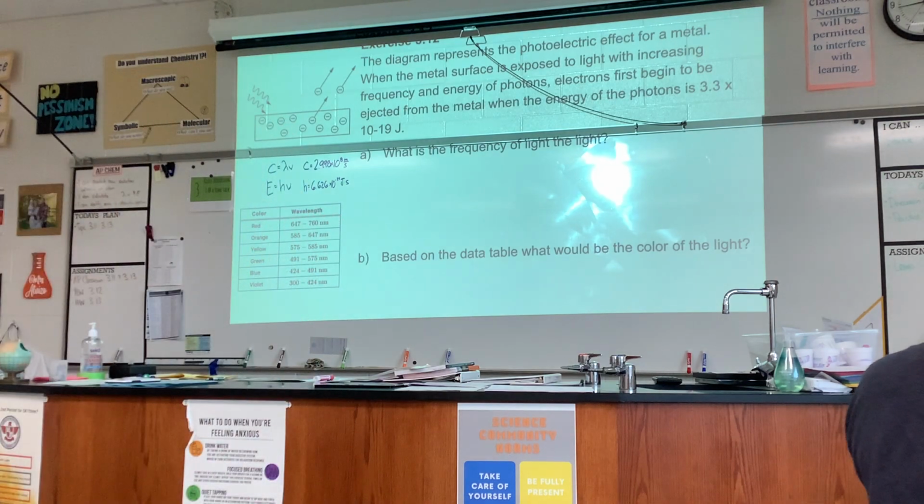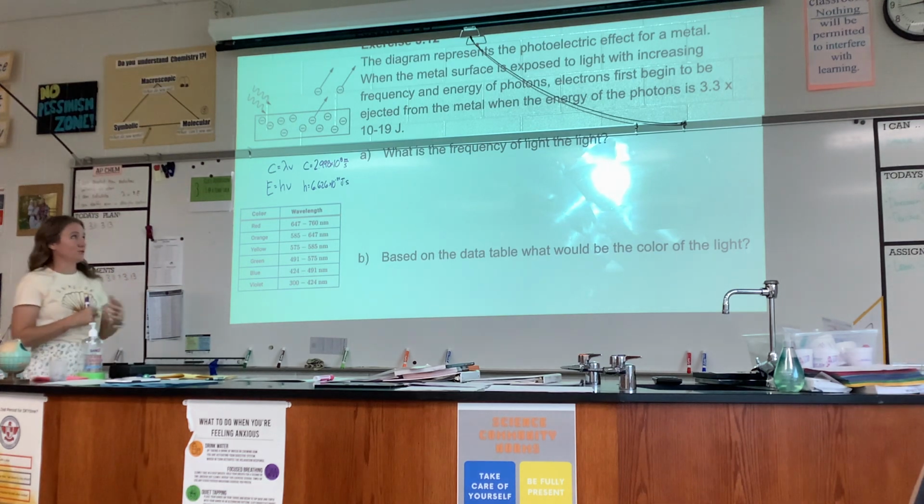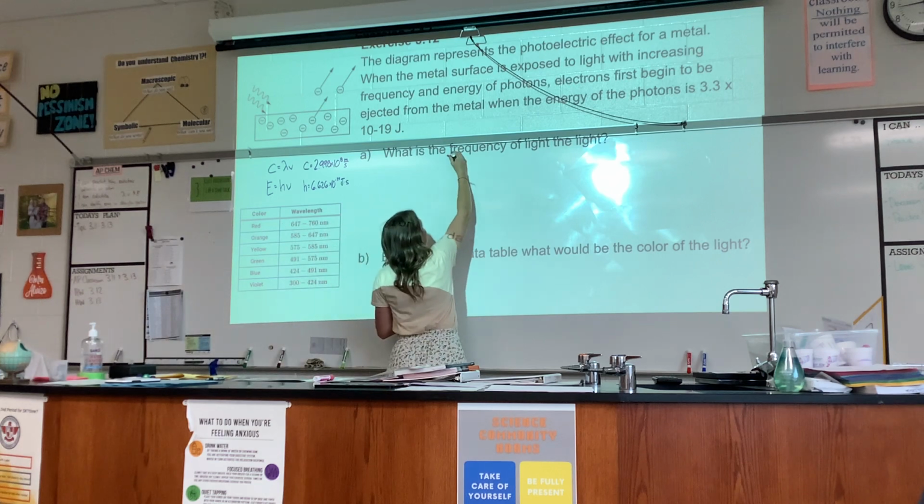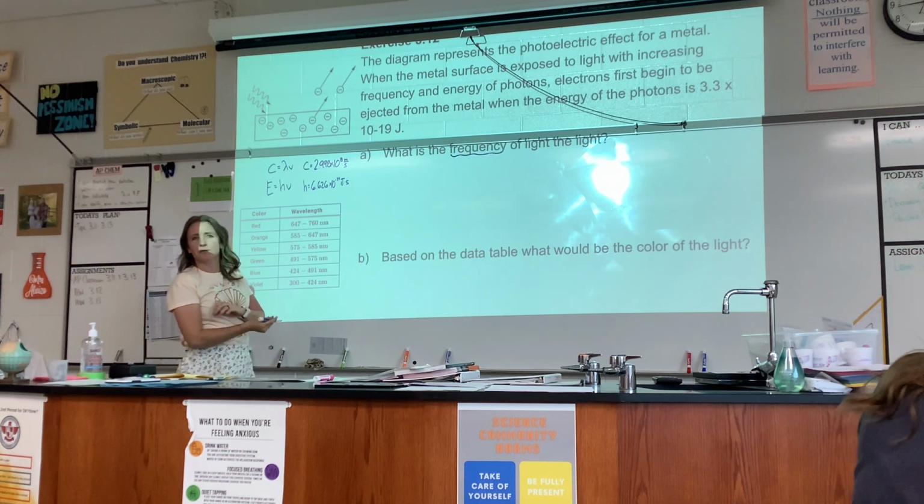Okay? So, let's go to the information given, then we'll answer question A. It says, the diagram represents the photoelectric effect for a metal. When the metal surface is exposed to light with increasing frequency and energy of photons, electrons first begin to be ejected from the metal when the energy of the photon is 3.3 times 10 to the negative 19 joules. Question A says, what is the frequency of the light?